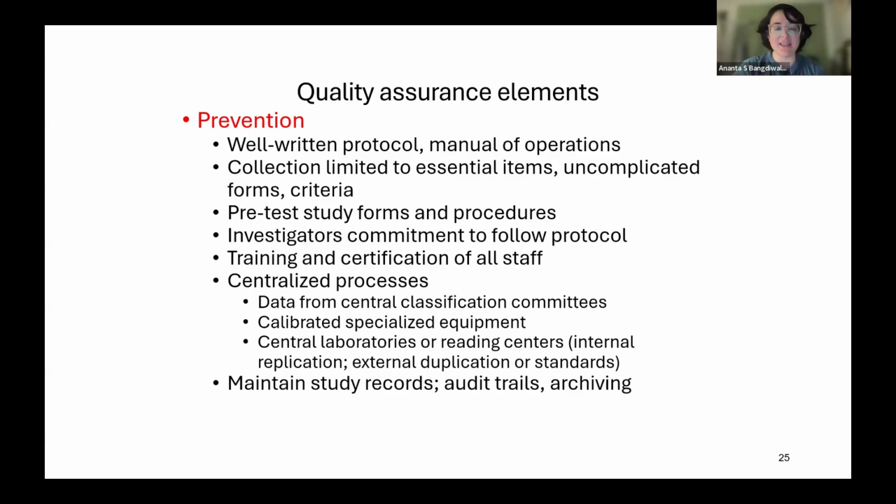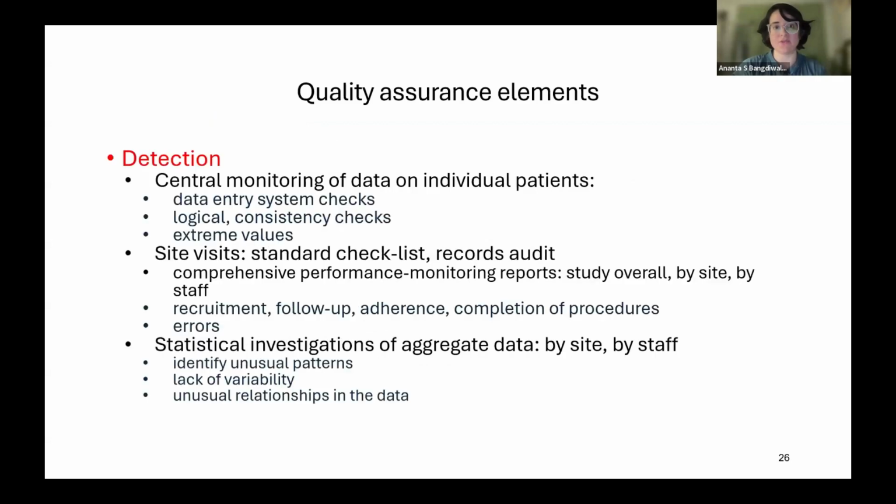Training and certification prevent quality issues. Centralized processes, like data from central classification committees and calibrated equipment, make sure that we have quality data. And then maintaining study records, audit trails, and archiving. So that's prevention. That's making sure we don't have quality issues.